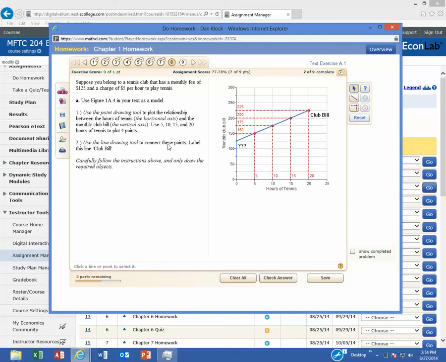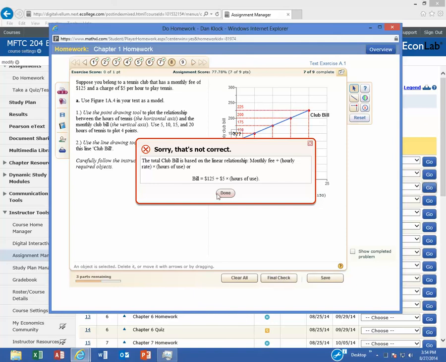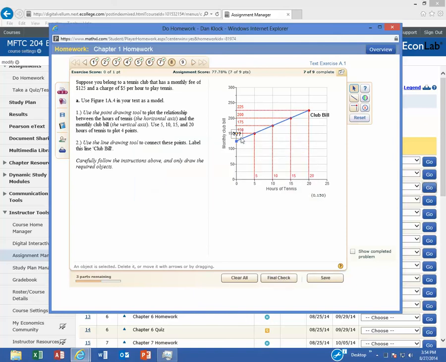I wonder if I've messed up now. All right. Only draw the required objects. Can I get rid of this object here? Let's see. Uh-oh, I think I messed up. Let me check my answer. Never mind. I gotta reset.